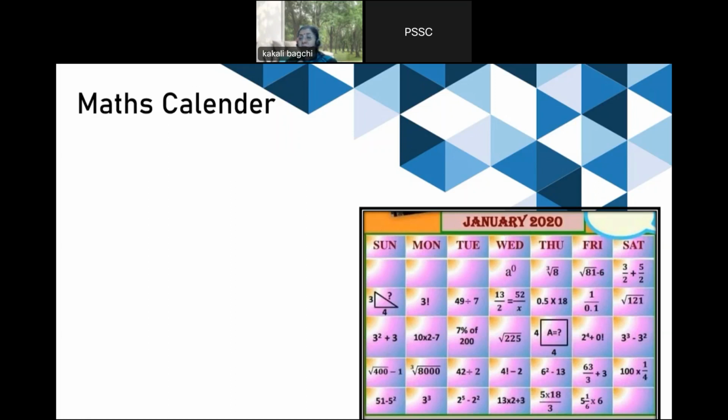My request is use this calendar in your school, starting from 1 to 10. Maybe the teacher who is teaching English, when the teacher will come to the class, look at the calendar and say, 2nd of January. Is it 2nd of January? Why you have written 3 and 8? Because usko to pata nahi hai na, cube root of 8 is 2. Then the students who have made it, first time they will get the opportunity to teach the teacher how cube root of 8 is 2.